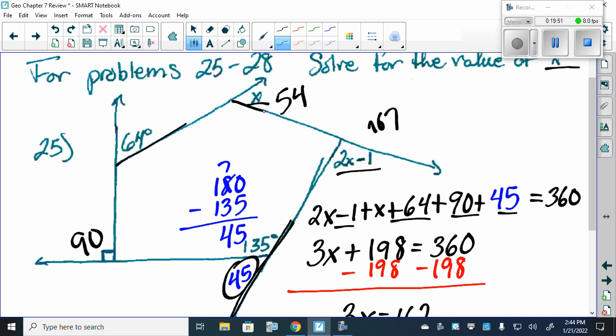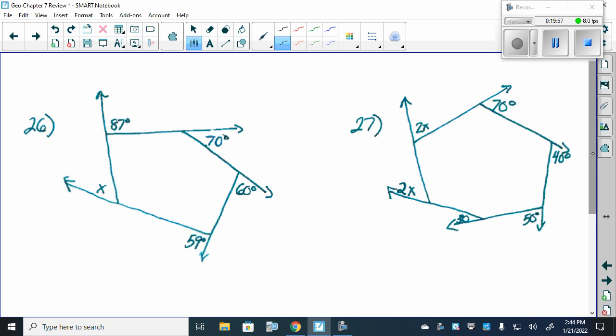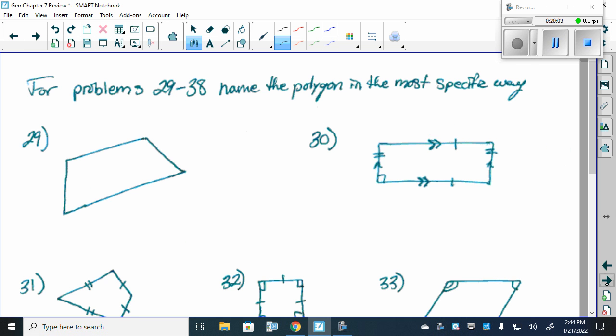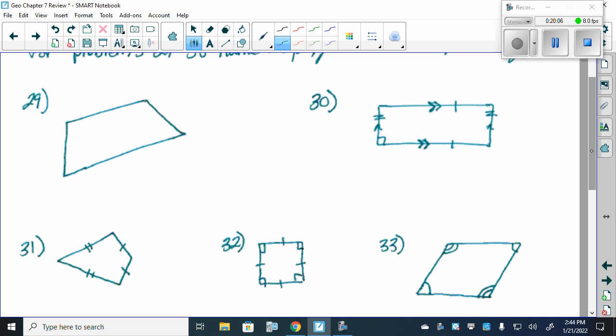Any other questions on this here? So are we good with 26 and 27? Let's look at 29 through 38. So these here, we're naming the polygons in the most specific way. If we look at 29, we're not given any information about the angles or sides or any properties that they have. So the most we can say is that it is a quadrilateral. We can say that it has 4 sides.